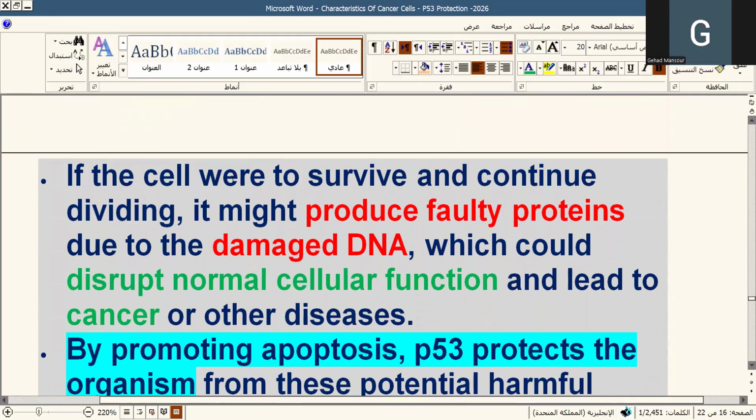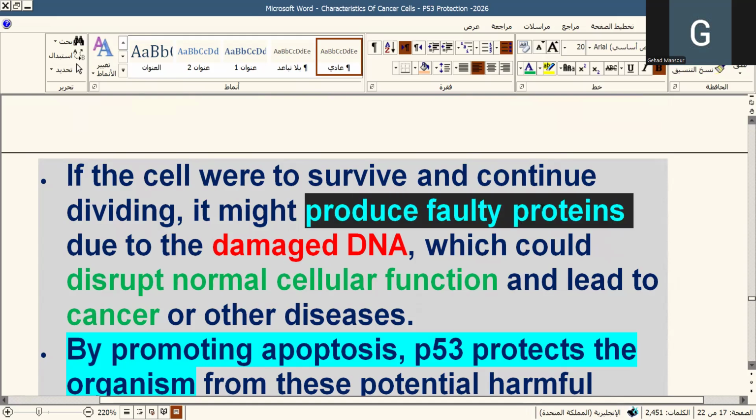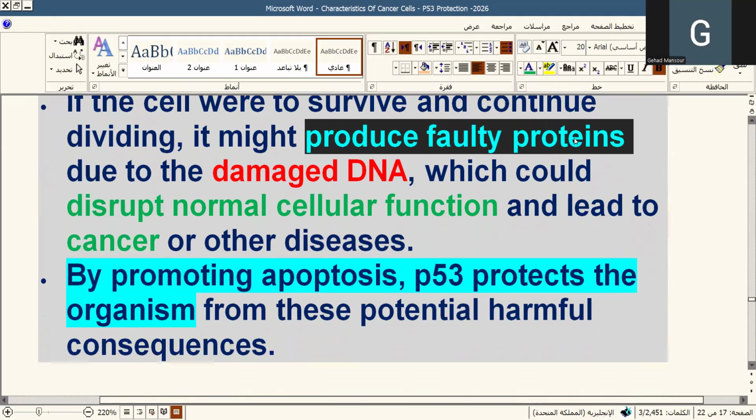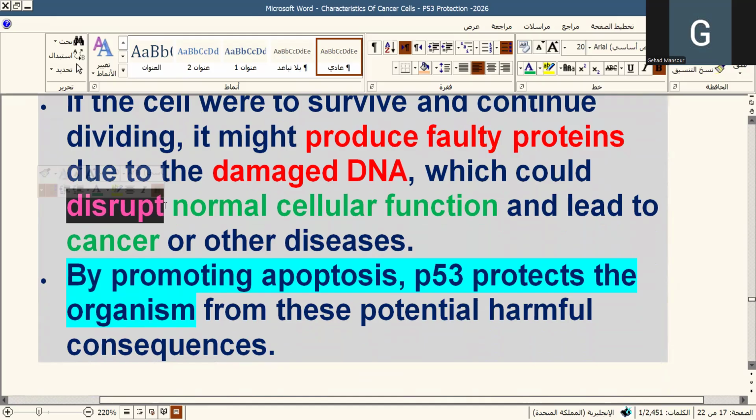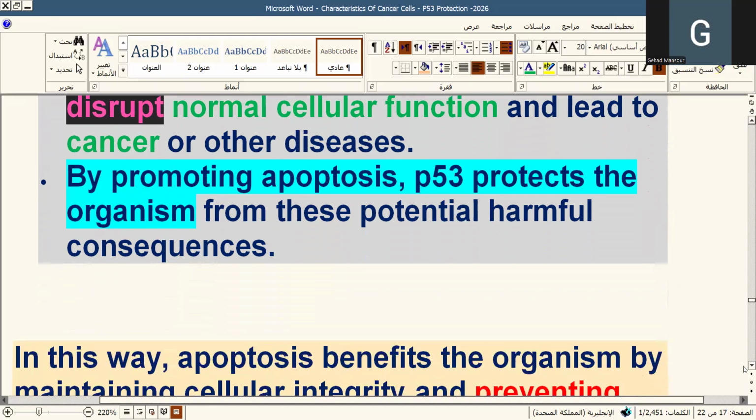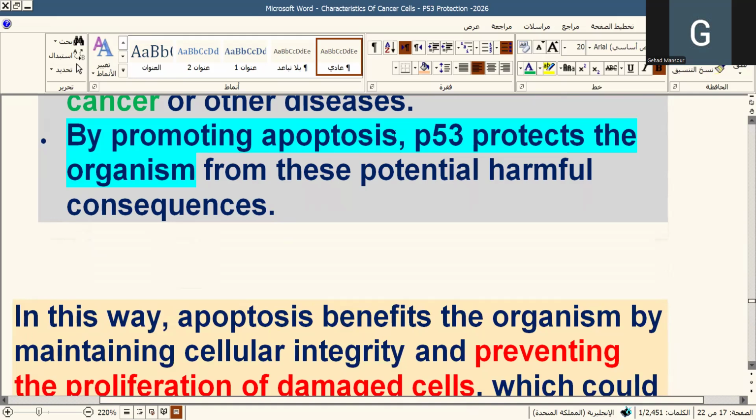Why? Because if a cell has faulty DNA, damaged DNA, then it will produce faulty proteins, because damaged genes or mutated genes cannot produce normal proteins. And if you have faulty proteins, this simply means that you have faulty enzymes, that you have faulty biochemical pathways, that all the normal cellular functions will be disrupted, leading to diseases, starting from mild diseases to severe diseases like cancer. On the other hand, promoting apoptosis is a protective mechanism to the body.